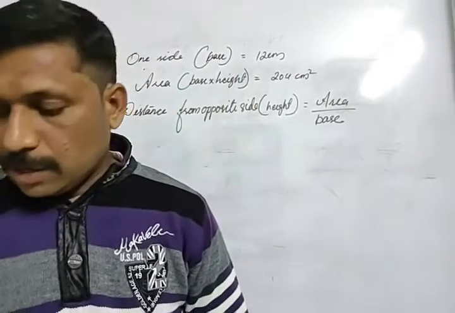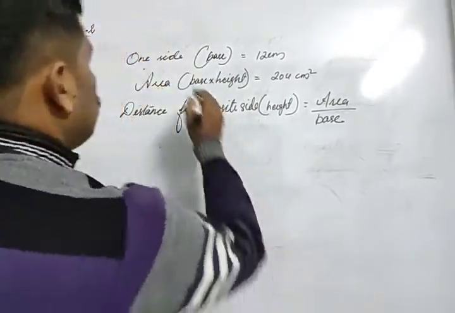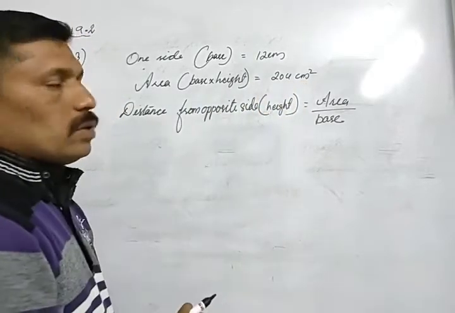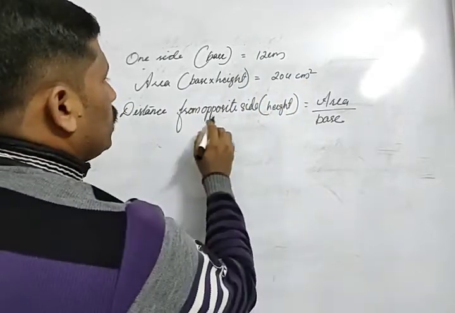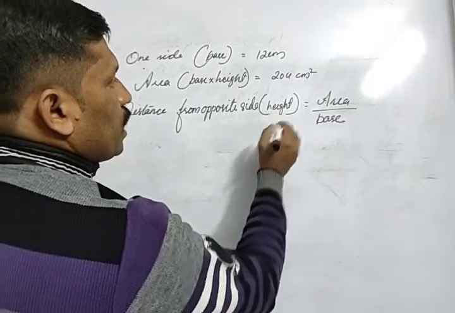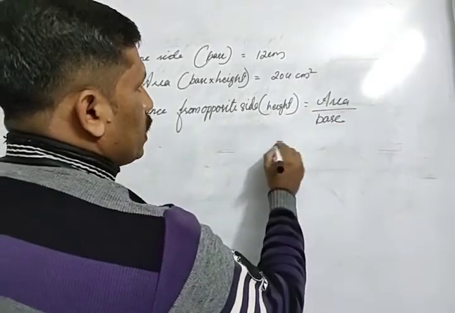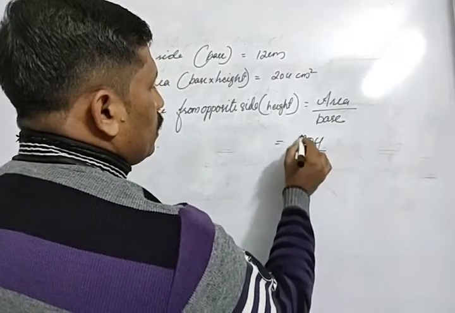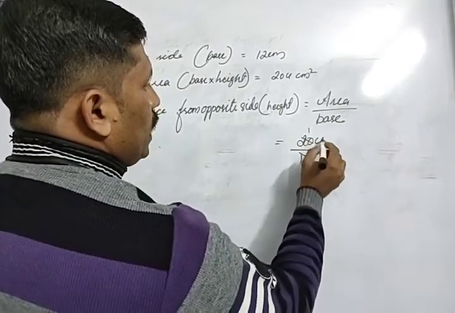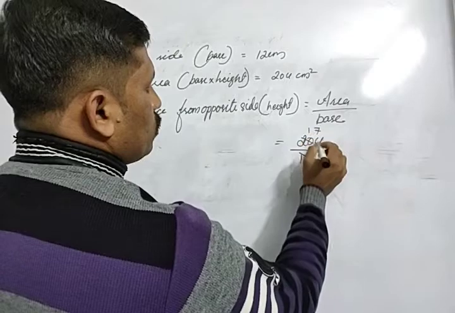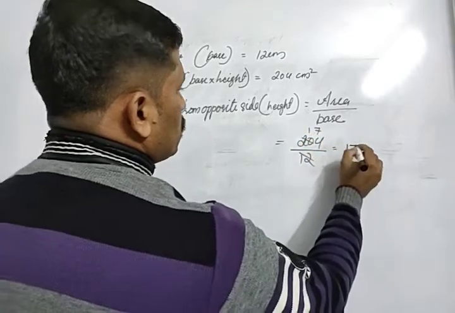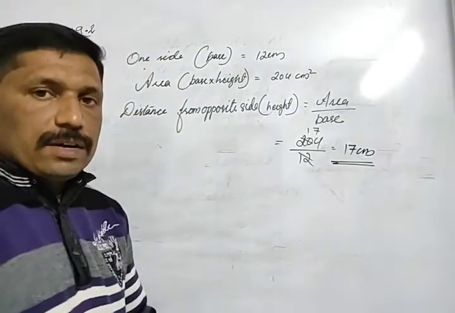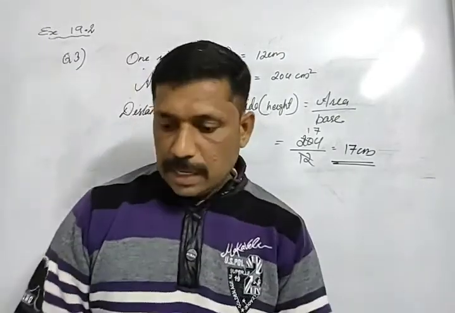Parallelogram area is equal to base into height. So here, one side base is 12 centimeter, and area, base into height, is equal to 204 centimeter square. Therefore, the distance from the opposite side, that is the height, is equal to area by base. That means 204 divided by 12. 12 ones are 12, 8, 84. 7 12s are 84. That means it is 17 centimeters. So the distance from the opposite side, that is the height, is 17 centimeters.